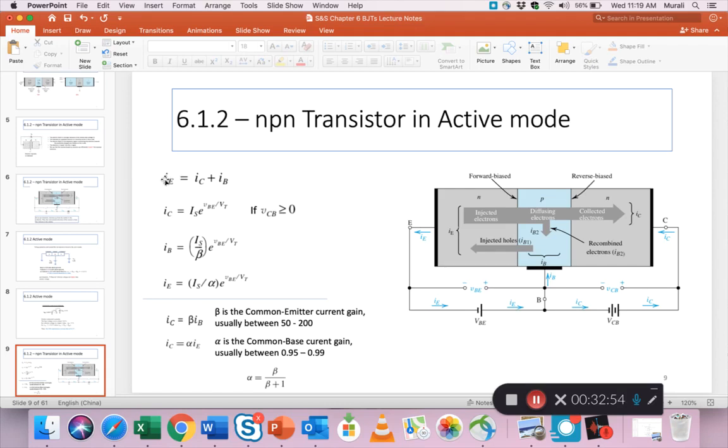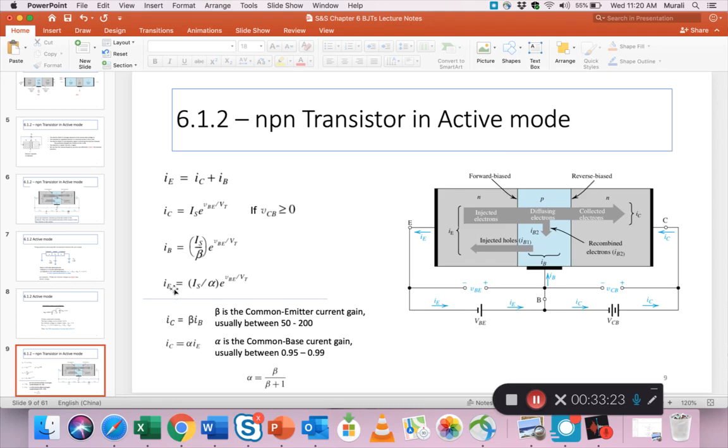Of course, above that is another relationship, IE equals IC plus IB. So this current is the sum of this current plus this current. Okay, this is relationship 0, then relationship 1. Relationship 2 is also a diode-like equation, but for IB, instead of just having IS, it's got an IS by beta.